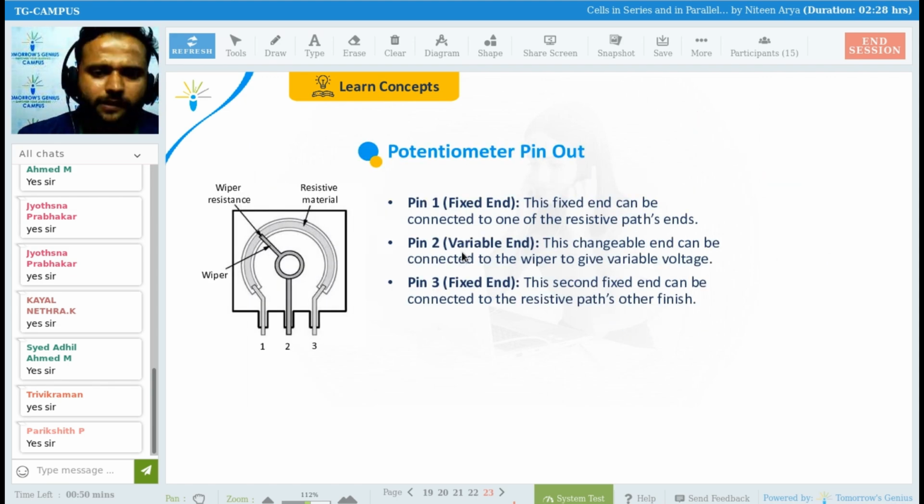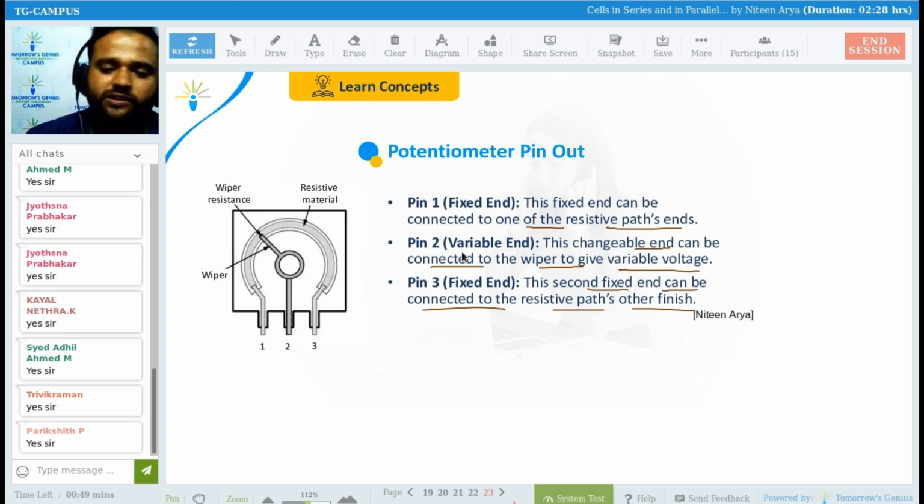Moving ahead, potentiometer pin out. Pin 1 is the fixed end. This fixed end connects to one end of the resistive path. Pin 2 is the variable end. This changeable end can be connected to the wiper to give variable voltage. And pin 3 is the second fixed end, which can be connected to the other end of the resistive path.